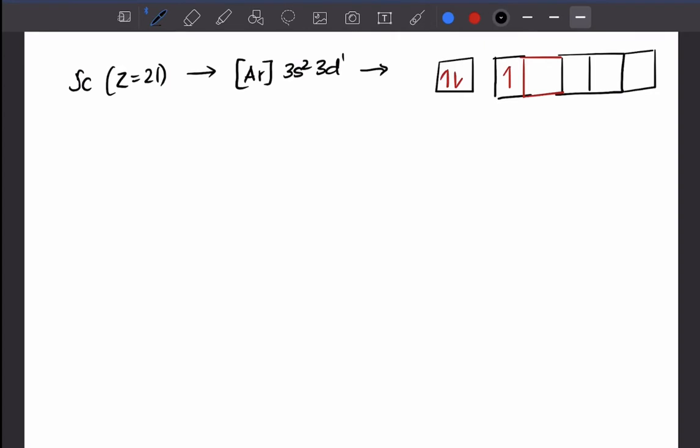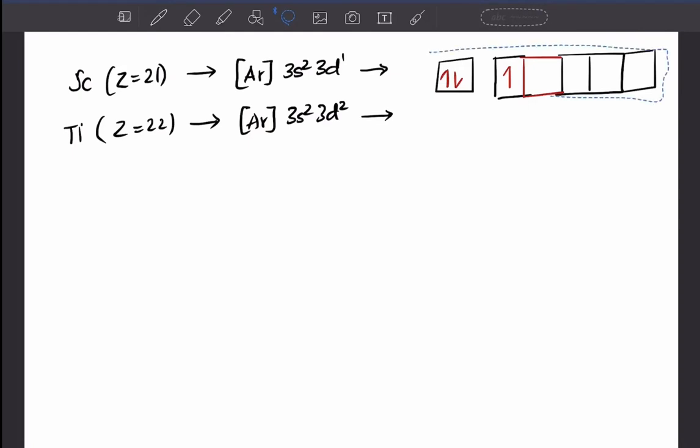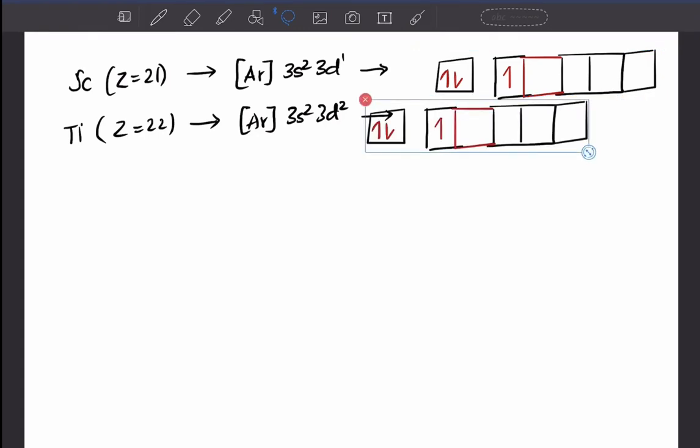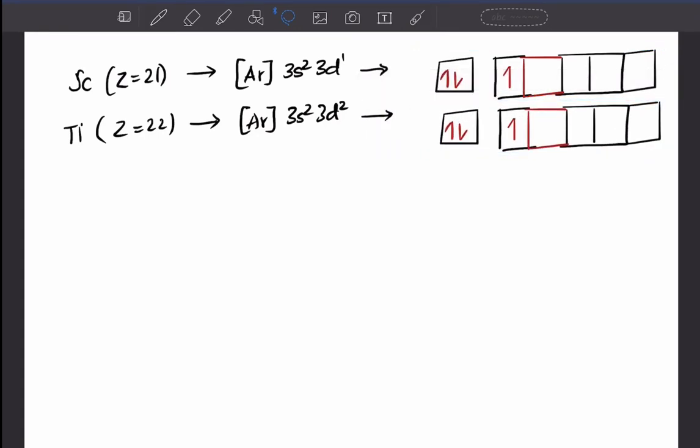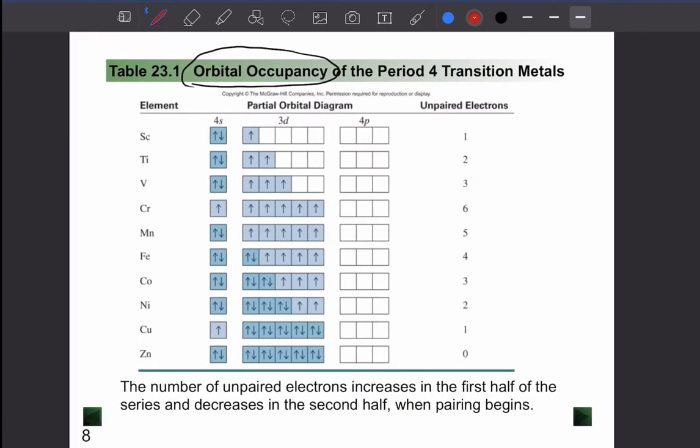Now, when you write it for the next element, titanium, which is Z equal to 22, again you have argon 3s2, 3d2. So when you write down the same table again, we get 2 electrons in the d subshell. So this is the s subshell, this is the d subshell. Now we can continue writing this, but I want to focus on two main metals.